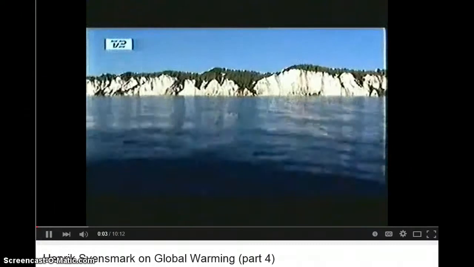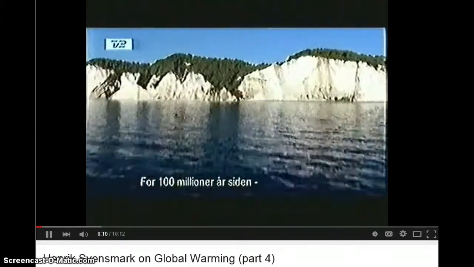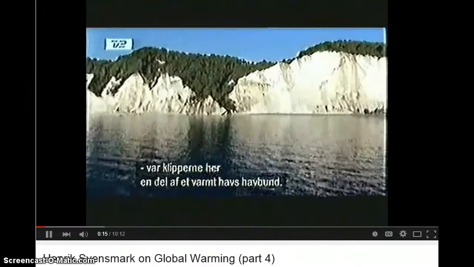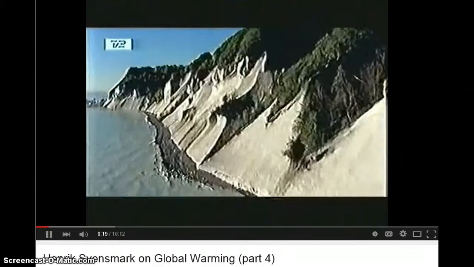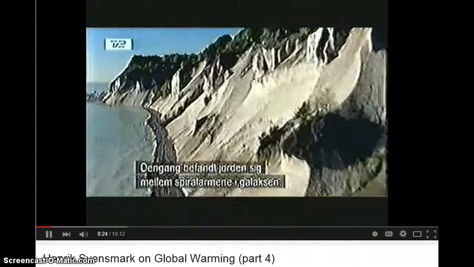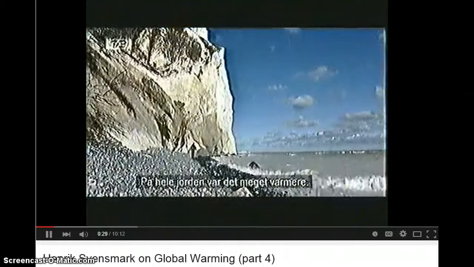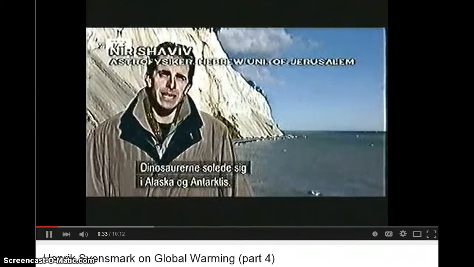Lower temperatures. A 100 million years ago, these cliffs were part of the floor of a warm ocean. Earth back then was between spiral arms of the galaxy. All over the Earth, it was much warmer. We had dinosaurs sunbathing in Alaska or in Antarctica.